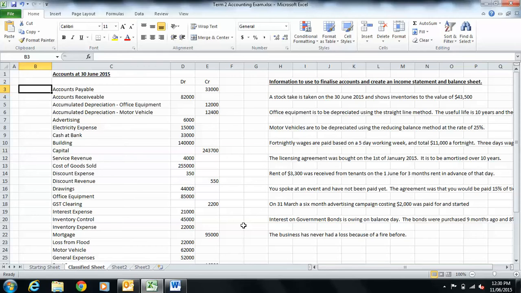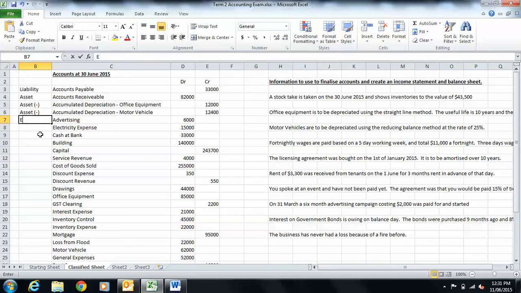Accounts payable, so they're the ones that we owe other people. So that's going to be a liability account. Accounts receivable, that's a good thing. People owe us that, so that is going to be an asset account. Accumulated depreciation, they're both asset accounts, but they have a negative balance. And you can actually see that a normal asset has a debit balance, these have a credit balance.